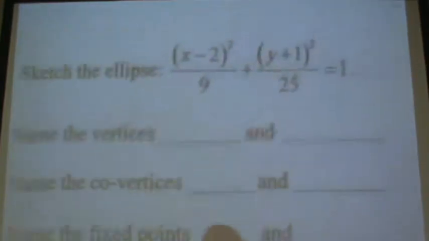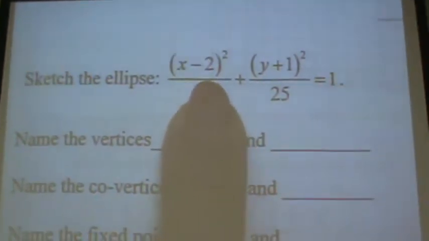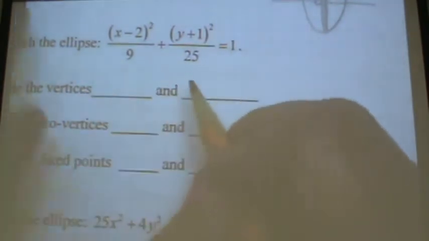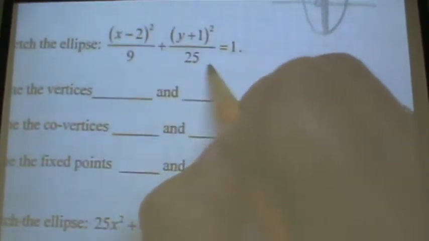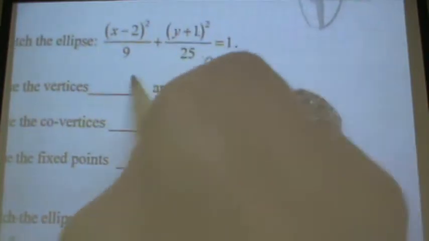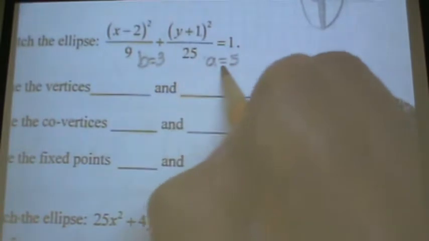Okay, this next one: sketch this ellipse. Where's your center? It's at (2, -1). Where's the bigger number? Here's the bigger number. So this one's going to be elongated on the y-axis. So A is 5 and B is 3. So you're going to go up and down 5 units: 1, 2, 3, 4, 5, and 1, 2, 3, 4, 5. And then 3 this way and 3 this way.